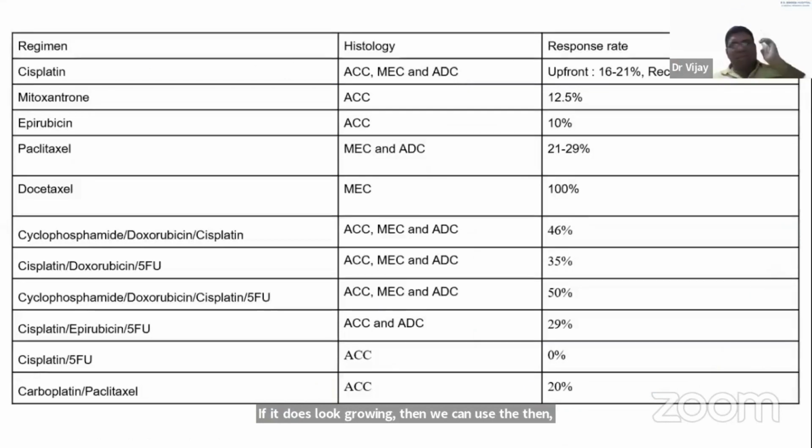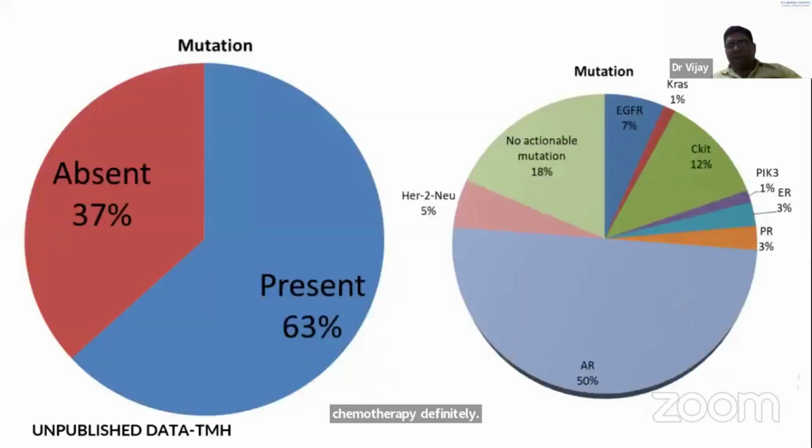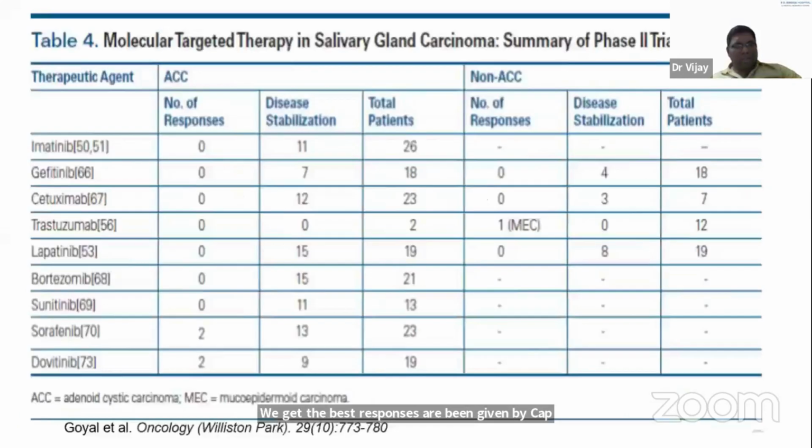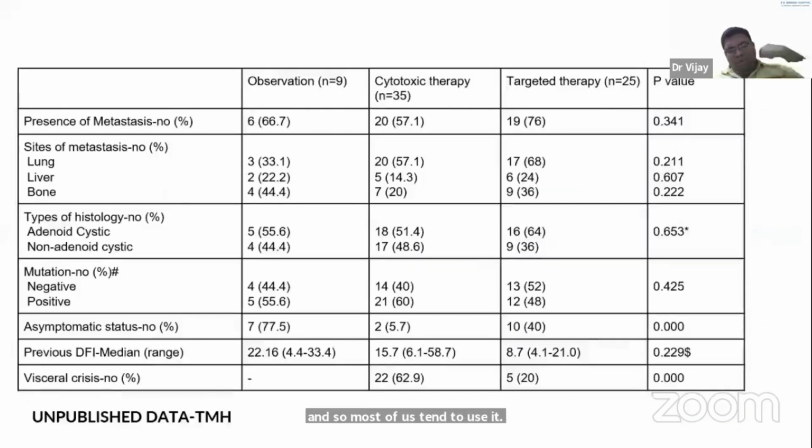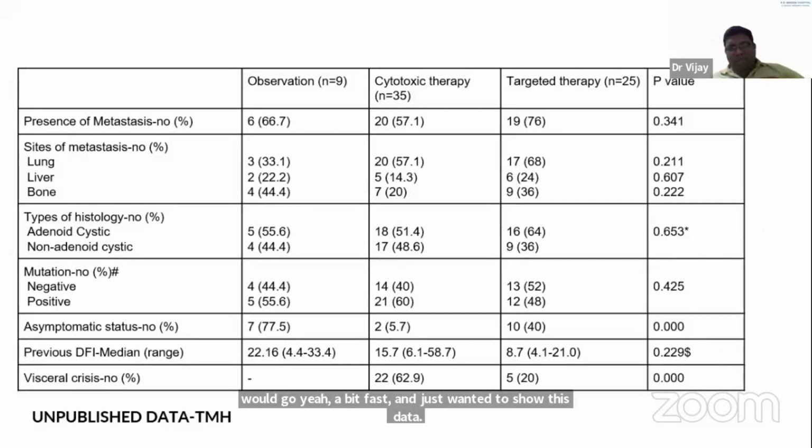Okay. The reason why we use chemotherapy is, as was shown even by Khil, that not many responses are seen. The best responses have been given by CAP only, and so most of us tend to use it. I would go a bit faster here, and just wanted to show this data. This is still in review for the last 2 years and has not yet got published.